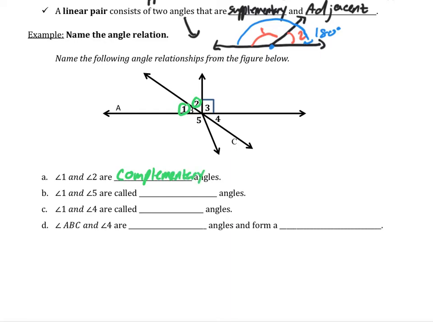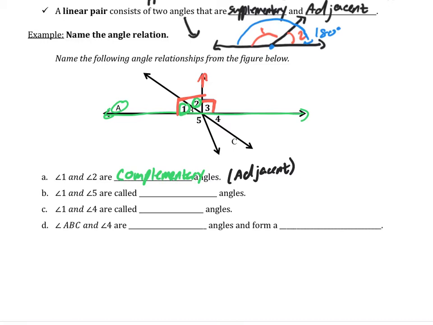The reason being is we have a nice line here, right? Line A. We know it's a line because it's labeled like a line. And then if we have a 90 degree on one side of a line here with that ray coming up, we know the other side has to be 90 degrees as well. So 1 and 2 make a complementary angle. Angle 1 and angle 2 are also adjacent, but we always pick the name that is the most specific. So complementary tells me that they add up to 90 degrees, and that's way more important than the angles just being next to each other.